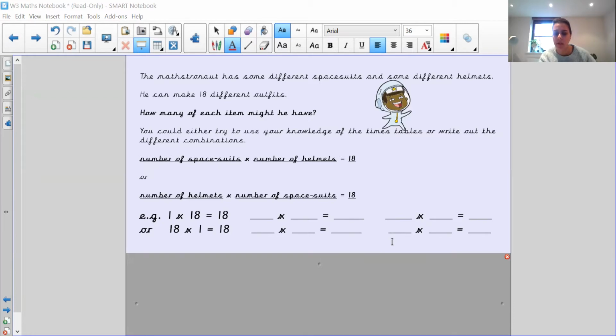Or if you need to draw your options of spacesuits and helmets, that's absolutely fine. You can draw your pictures, or you can just do it like I did and just draw your letters. See if you can make 18. I want you to work through it really carefully, because it might be a bit of a trial and error and you might have to add a few more if you're finding it too tricky. Let's have a look if you can try that. So pause the video now and give that a go.